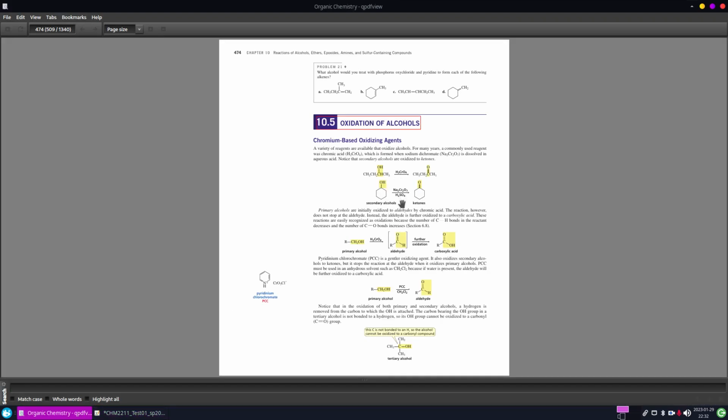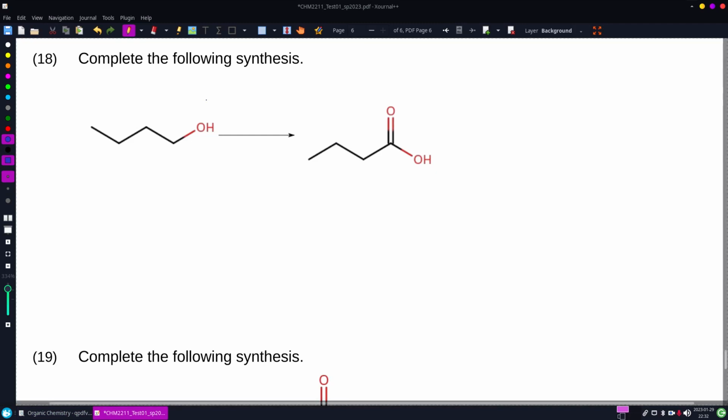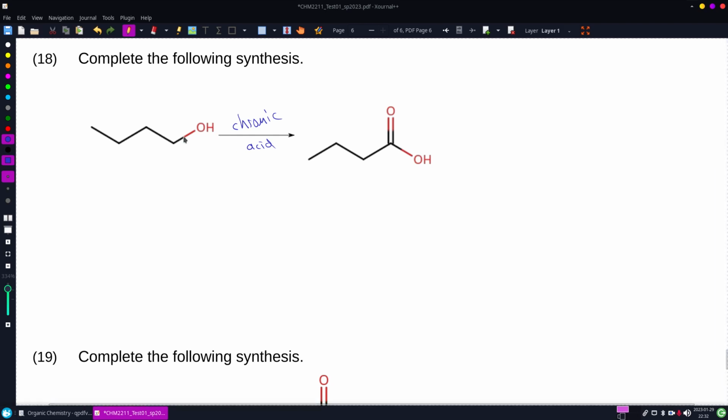Probably the first was with either chromic acid or sodium chromate with acid, and that's what I'm going to put down here. In a previous problem on this, I actually talked about using sodium hypochlorite, but I'm going to do chromic acid on this because that will definitely do the same thing. But that turns any primary alcohol into a carboxylic acid, and that's all I have to do in this case.